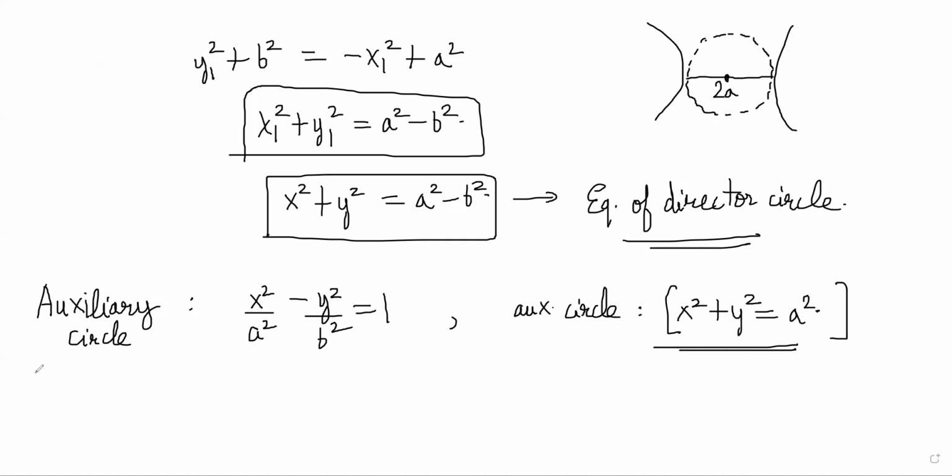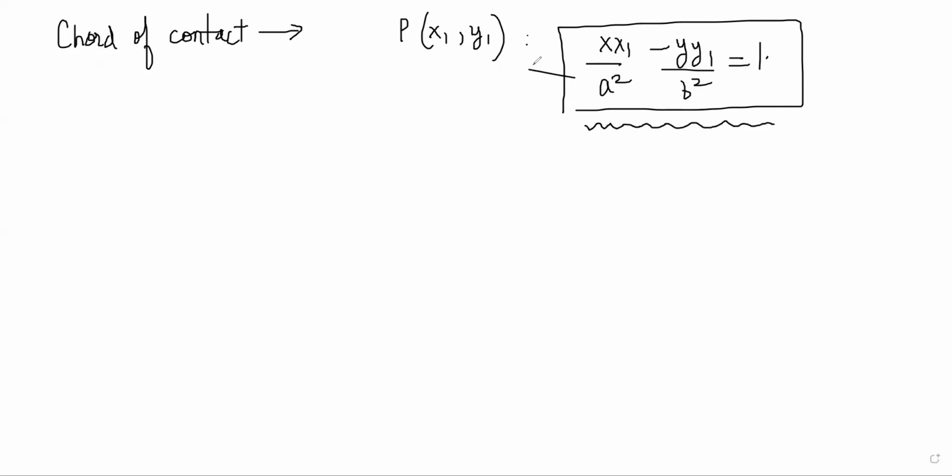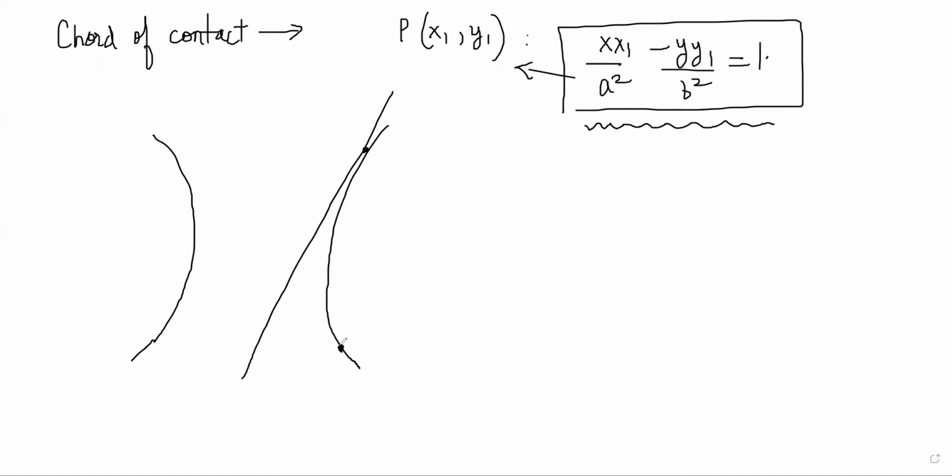Okay, the next concept is chord of contact. Chord of contact equation is obtained in a similar manner. If you have point P x1 y1, the equation of the chord of contact is x x1 by a square minus y y1 by b square is equal to 1. So basically we are putting the point x1, y1 and writing an equation as if we are drawing a tangent at that point. However, you have to understand what chord of contact really means. So what it means is, suppose there is one tangent here and another tangent here.